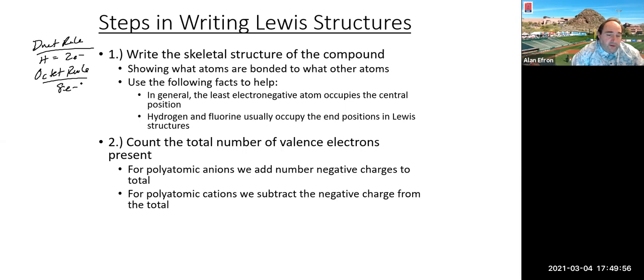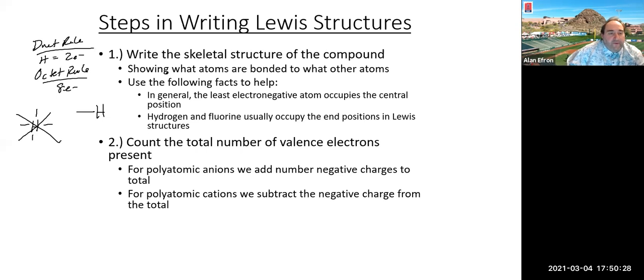So usually when you're drawing these pictures, you want to end up with the least electronegative atom in the center. We never find hydrogen in the center, and we never usually find fluorine in the center because fluorine is the most electronegative. We again don't find hydrogen in the center because if you put hydrogen in the center, it's bound to have way too many electrons bound to it.